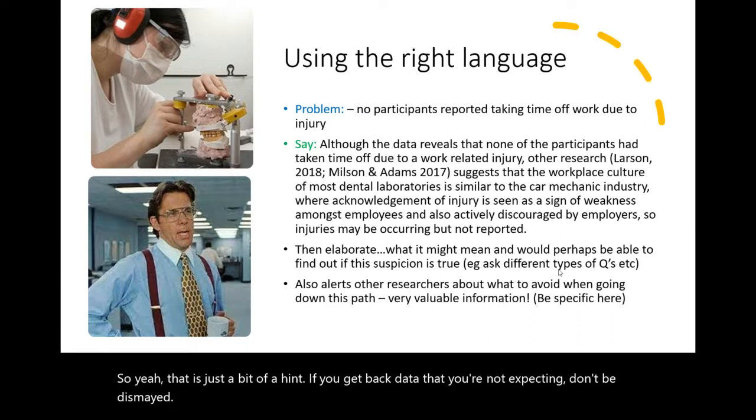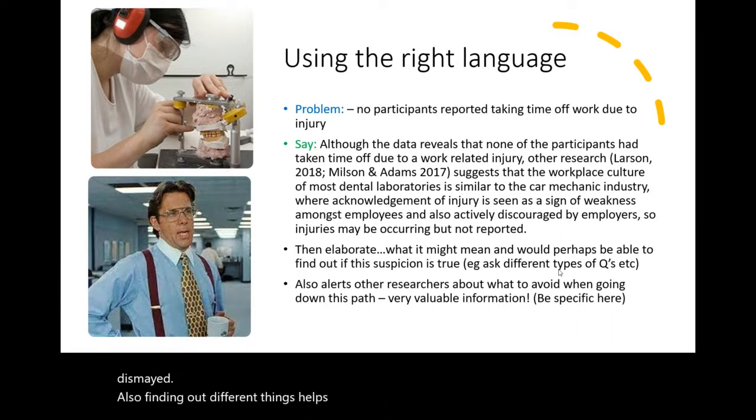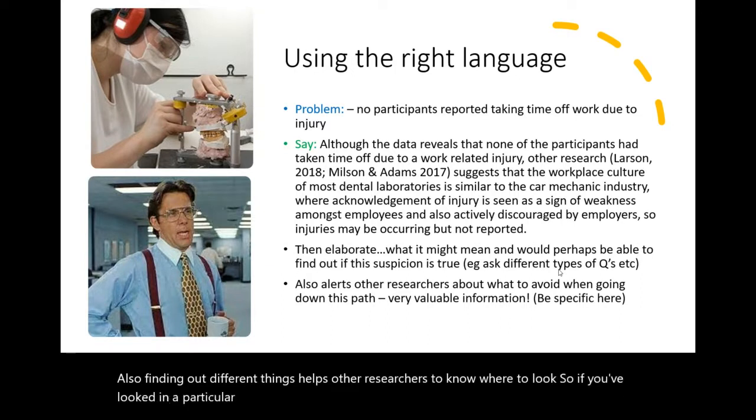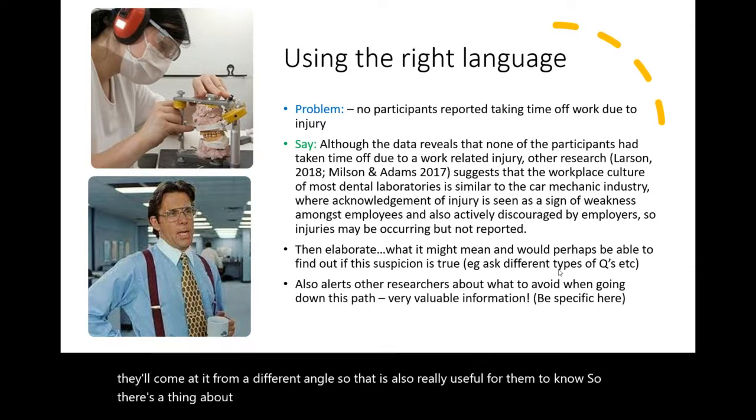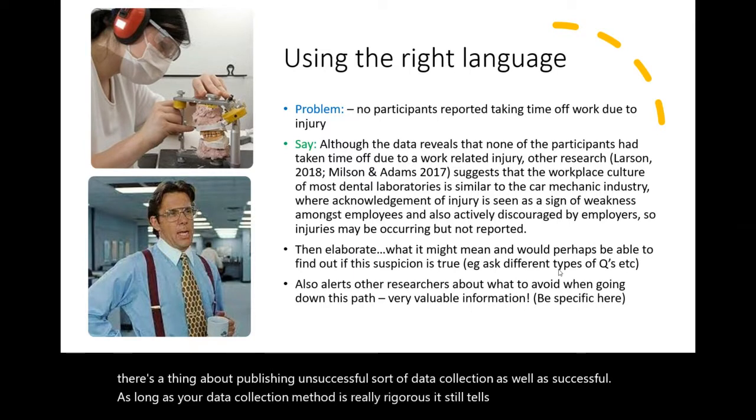Also, finding out different things helps other researchers to know where to look. So if you've looked in a particular pocket of information, so you've asked lots of people and you've got a type of response, then maybe other researchers won't waste their time doing that. Maybe they'll come at it from a different angle. So that is also really useful for them to know. So there's a thing about publishing unsuccessful data collection as well as successful. As long as your data collection method is really rigorous, it still tells you something.